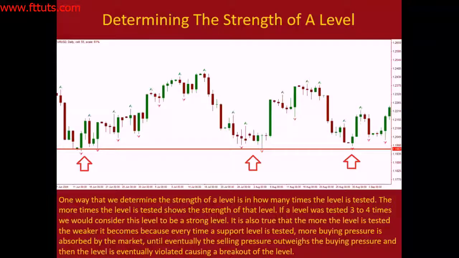But it is also true that the more the level is tested, the weaker it becomes, because every time a support level is tested, more buying pressure is absorbed by the market until eventually the selling pressure outweighs the buying pressure, and then the level is eventually violated, causing a breakout of the level. And the same would hold true on a resistance point, where instead of absorbing all of the buying pressure, you would absorb all of the selling pressure. All right, so the buying would outweigh the selling, and that would cause the market to rise.